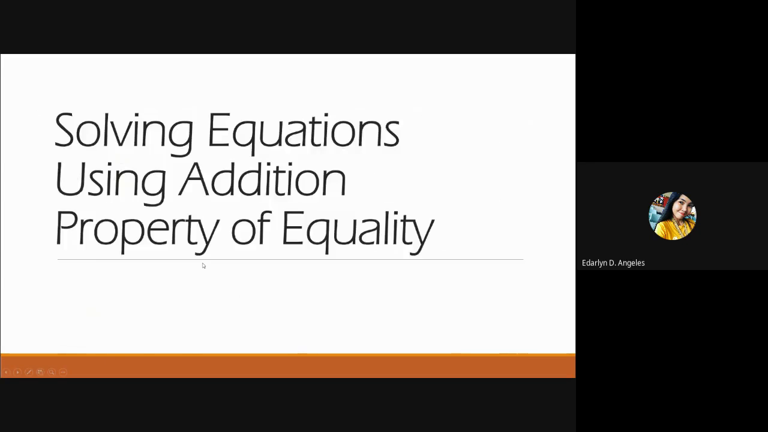Okay? So let us now solve equations using the addition property of equality. Last time, or on the previous sessions, we discussed the different properties of equality. So let's have a recap. Addition property of equality: if we have the same quantity and we add the same value or number to both sides of the equation, the sums would still be the same. That's what is meant by the APE, or addition property of equality.